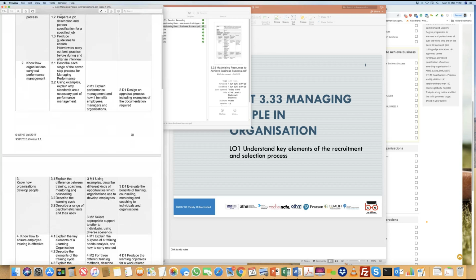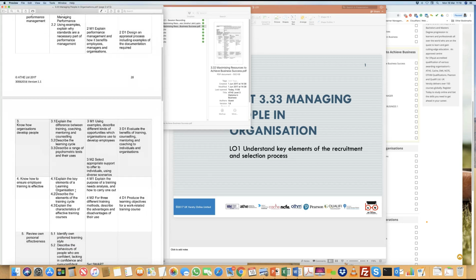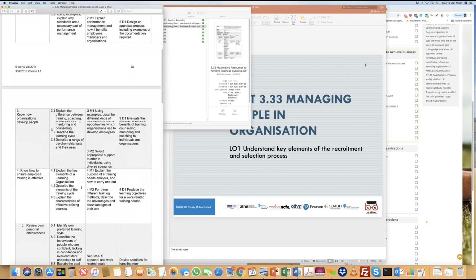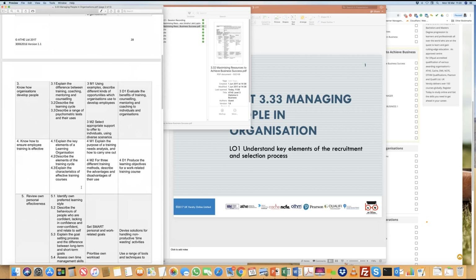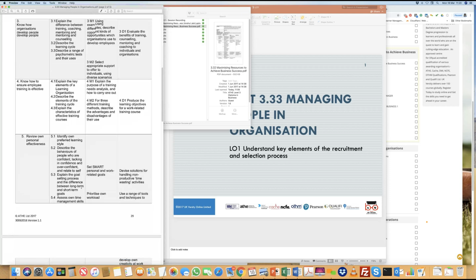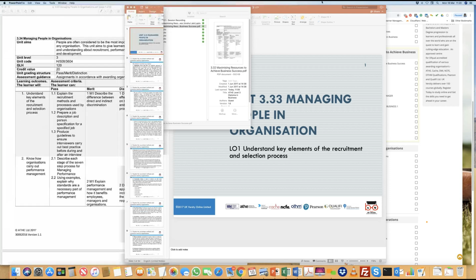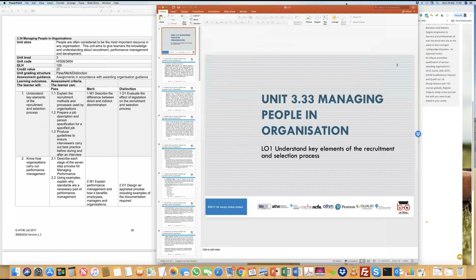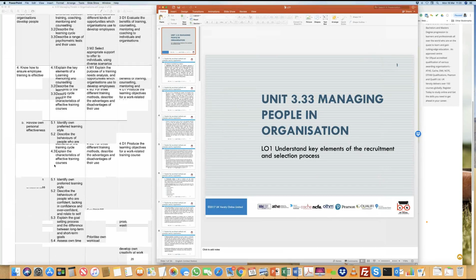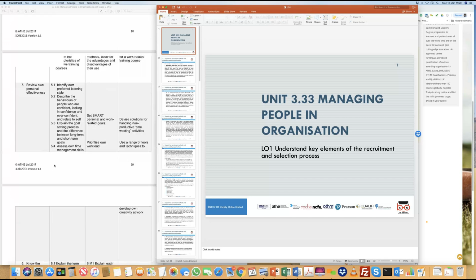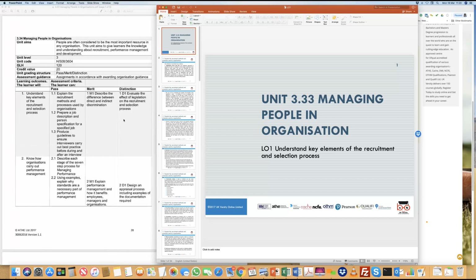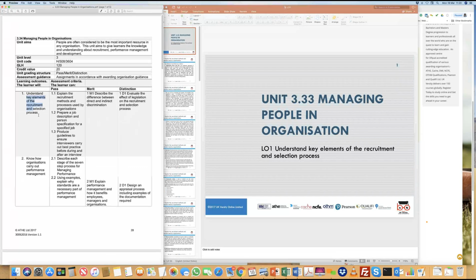So here, this unit is primarily going to be focused on human resources and how the management and development of human resources is required within the organization to make sure that the organization is able to achieve the goals and objectives. So we'll start off with learning outcome 1, and I've got a few presentations because this particular unit has about 7 learning outcomes. So there are 6 or 7 presentations to cover all the learning outcomes. The first one focuses on the process of recruitment and selection.